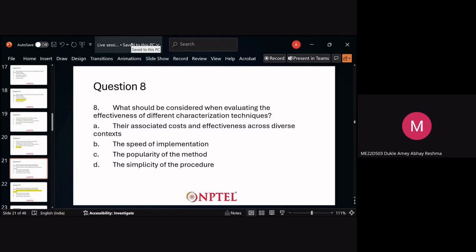Moving to the next question, what should be considered when evaluating the effectiveness of different characterization techniques?